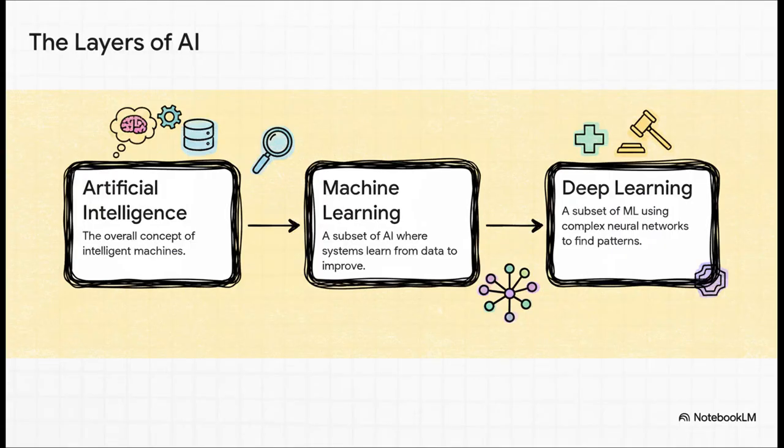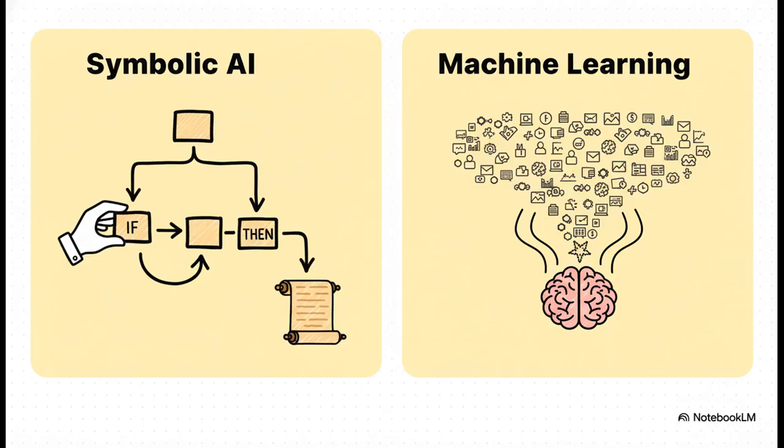A great way to picture these concepts is like those Russian nesting dolls. You know the ones? AI is the biggest doll on the outside. You open it up, and inside you find machine learning. This is where systems learn from data instead of just being programmed with a bunch of rules. Then, you open that one up, and you get to the very core, deep learning. And this is the really powerful stuff that uses complex, brain-like neural networks to find super subtle patterns in massive datasets.